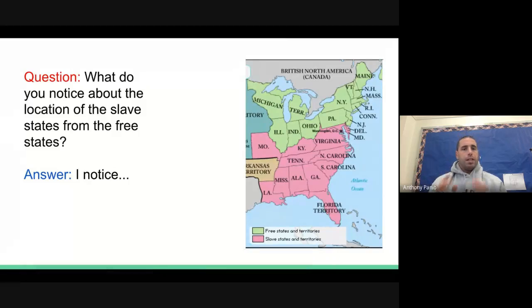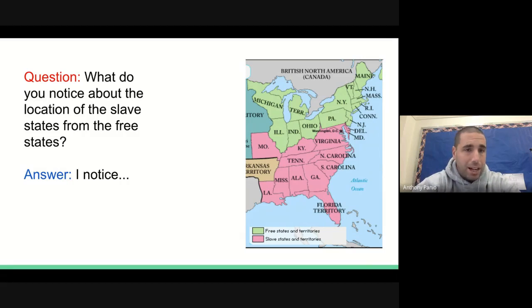A slave state was a state where their state constitution basically said that they were allowed to have slavery and it was legal. If you did not allow slavery, you were what's known as a free state. So every state got to decide if they wanted to be a free state or a slave state. Now, why isn't this something that has come up within our country? And why don't we just make a decision to say, okay, we're going to either have slavery as a country or we're not going to have slavery?